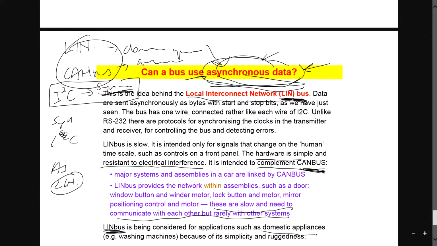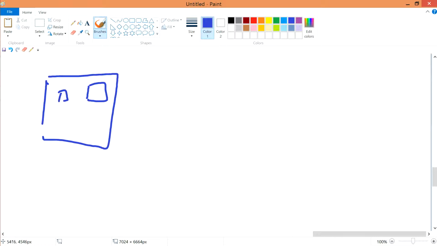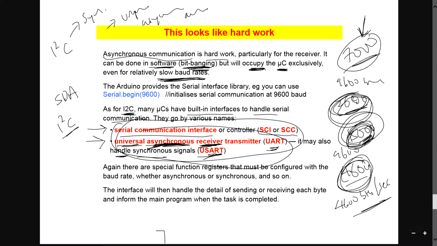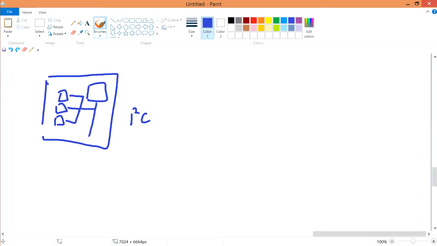So by pictorial definition, you have a microcontroller and you have multiple devices within this particular system. This is a microcontroller, these are all your devices, you have some hardware. You will use the I2C bus to run your system using a synchronized method. You can also take in asynchronous information by having the UART. The UART is a universal asynchronous receiver, so it receives asynchronous data for you also.